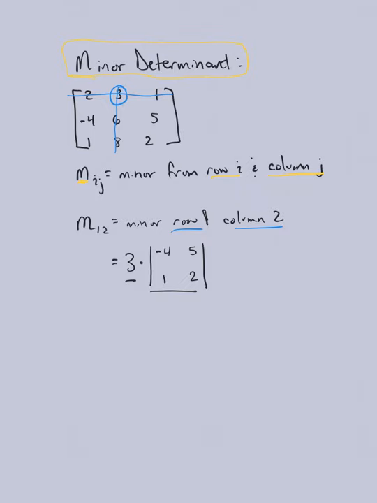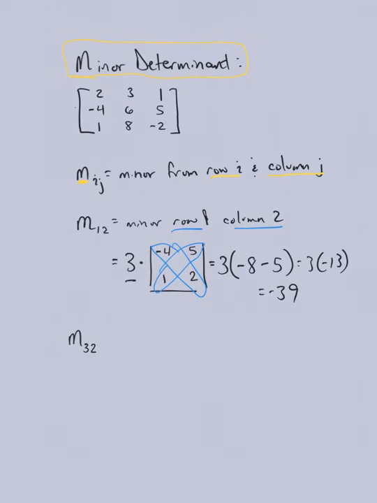And now just to get some refresher on determinants, so that's going to be 3 times, and then I do the difference of these cross products right here. Just be careful with signs. And so I'm going to have negative 8 minus 5. That's 3 times negative 13, which is negative 39. Okay? So why don't you see if you can compute M3, 2. So why don't you pause it a second and see if you can do that.